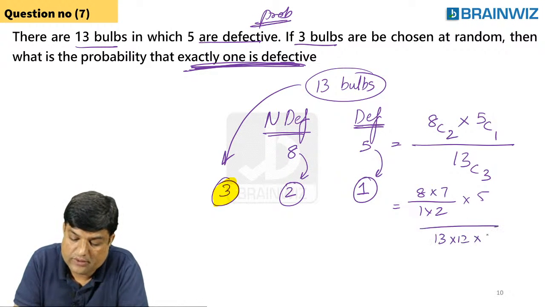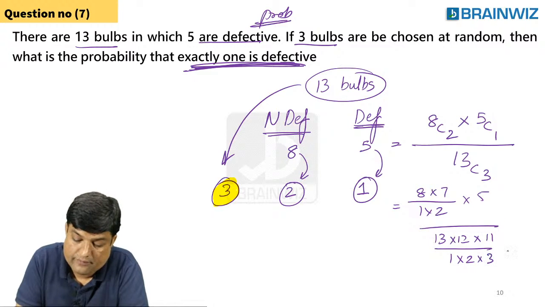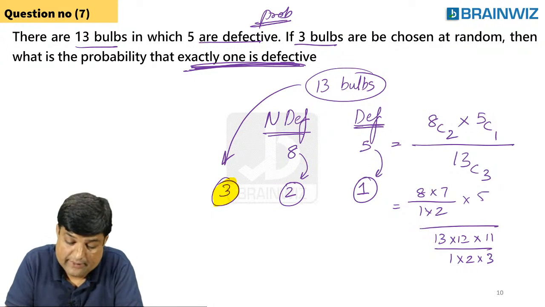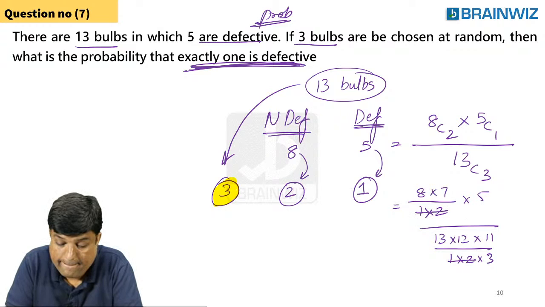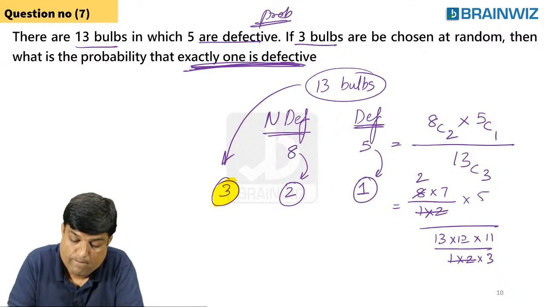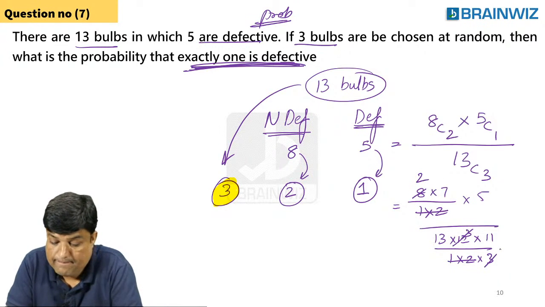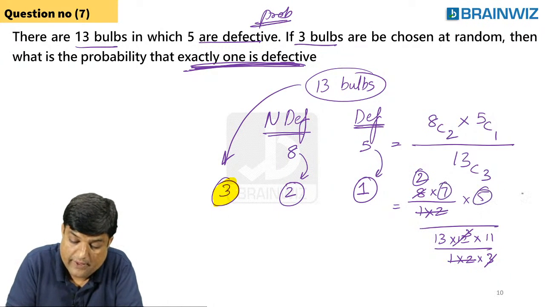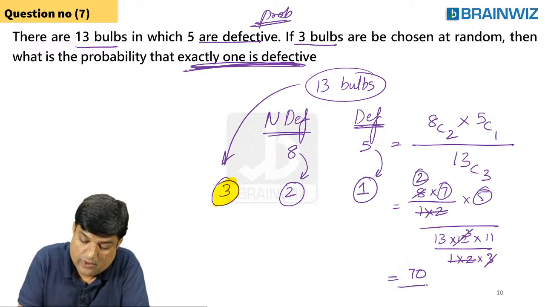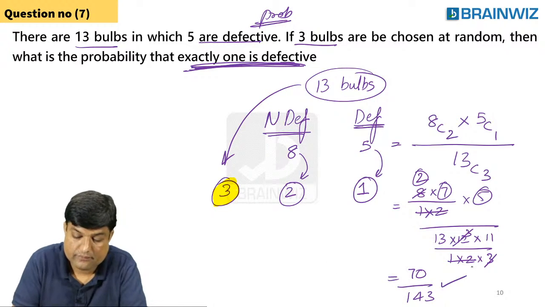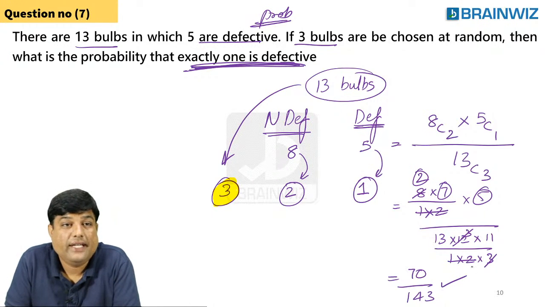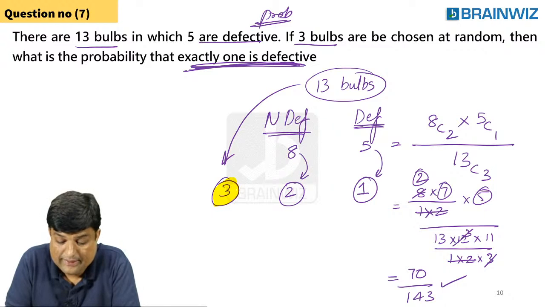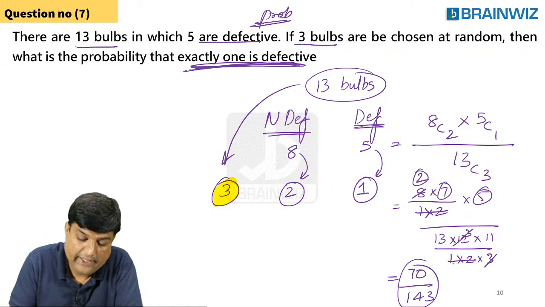13C3, 13 into 12 into 11 by 1, 2, 3. Following, everybody, it's time for calculation, guys. These two will get cancelled. 4 2s or 4 3s or 3 3s will get cancelled. There's nothing else. People are getting 70. Yes. 2, 5, 10. That's good. 70 over 143. Are you understanding, everybody? 70 over 143. So this is the chance of getting exactly one defective.